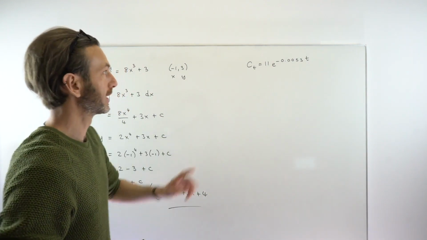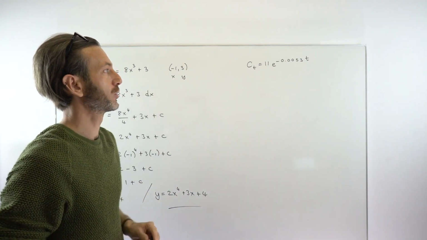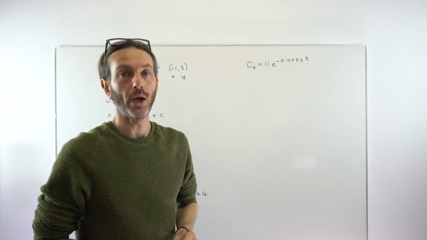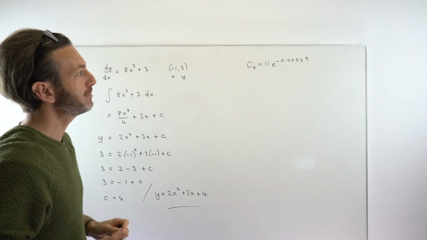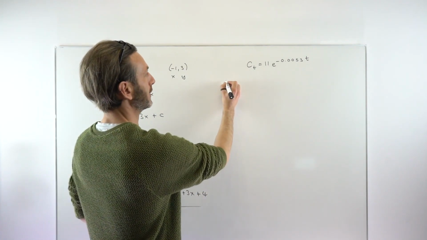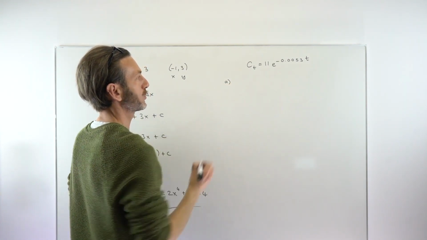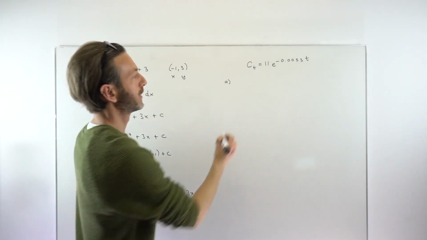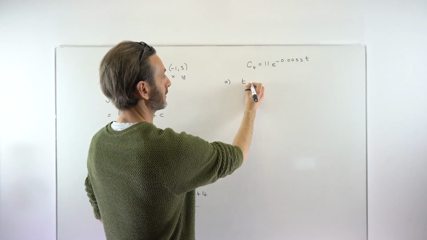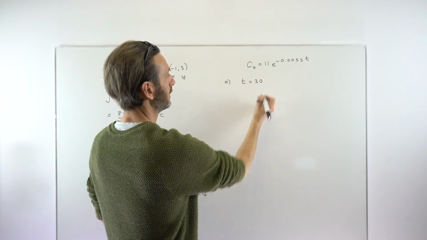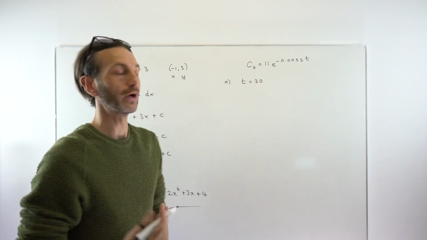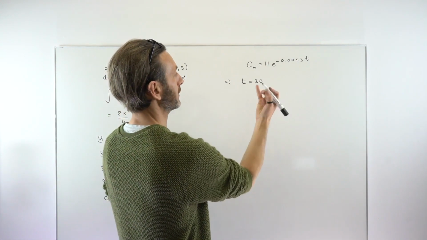Moving on to the next question. This is an exponential logarithm question. In part A of the question, they just want us to sub in a value. That's why it's quite a low marked question. I think it was just 1 mark. So they're telling us that in this part A, the time value is 30. And essentially, this is really just a calculator exercise. You just plug in the number to see what you get.